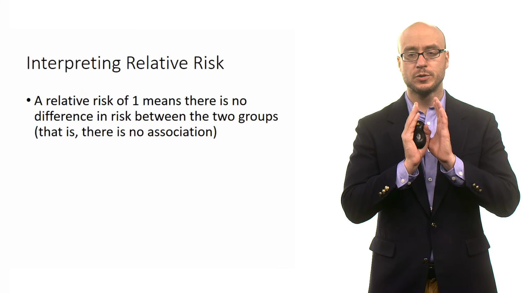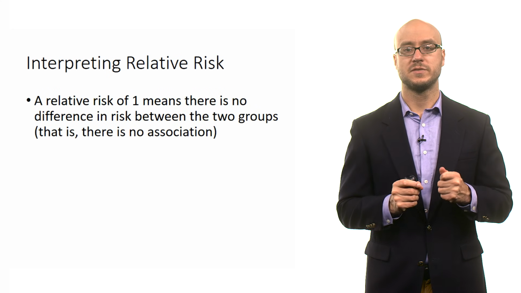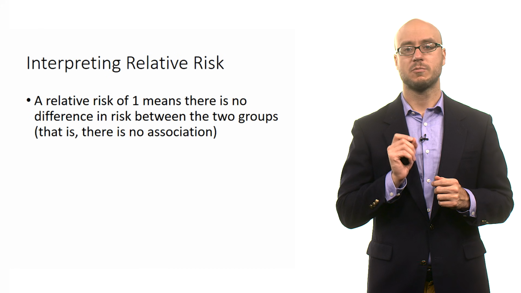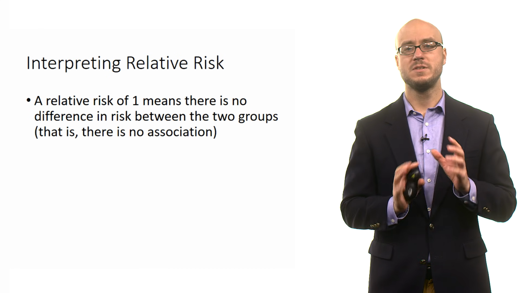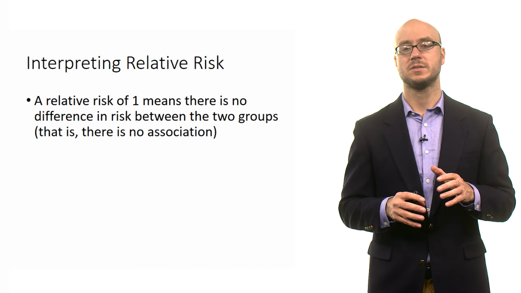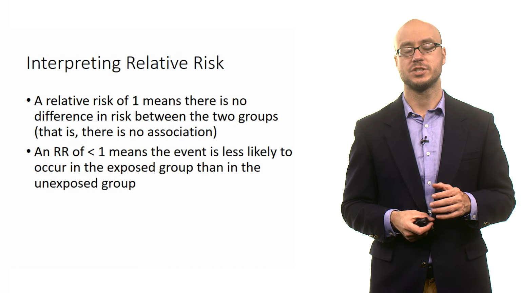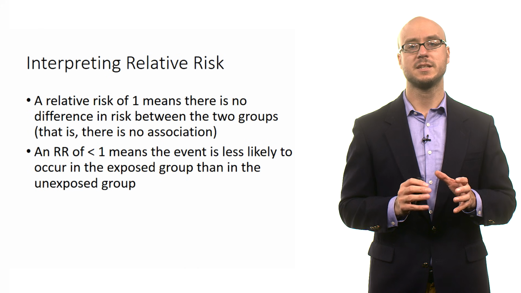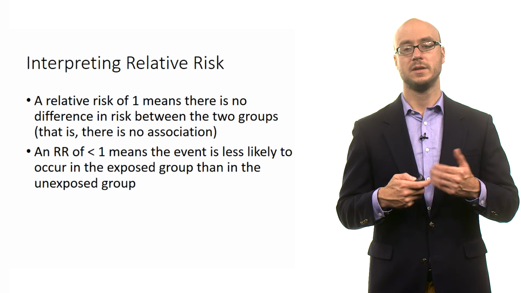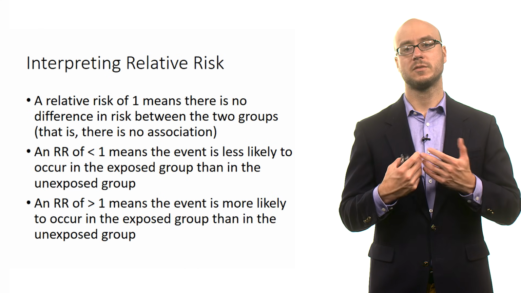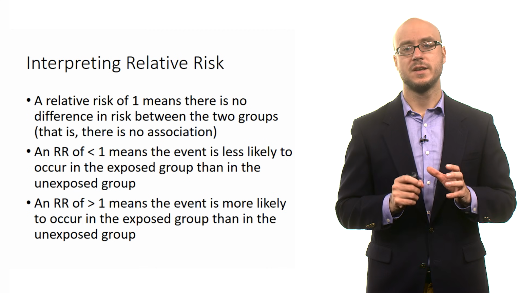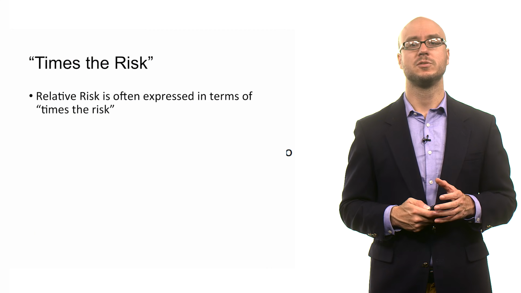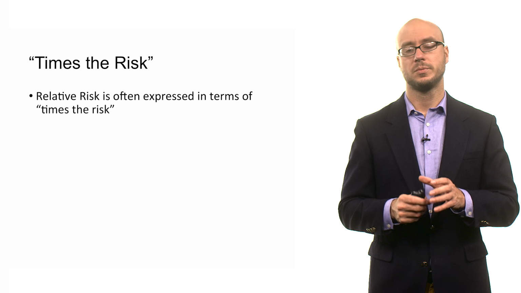So to interpret relative risk as a measure of association, a relative risk of 1 means that there's no difference in risk between the two groups. To put it another way, there's no association. A relative risk less than 1 means the event is less likely to occur in the exposed group than the unexposed group, while a relative risk greater than 1 means the event is more likely to occur in the exposed group than in the unexposed group.